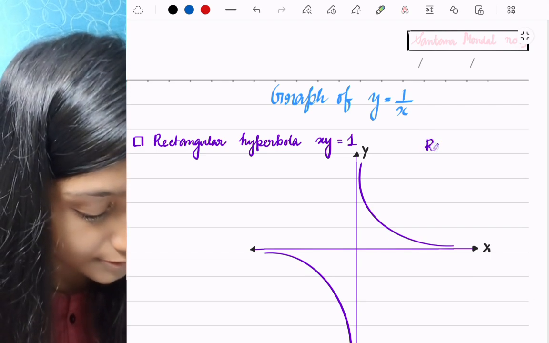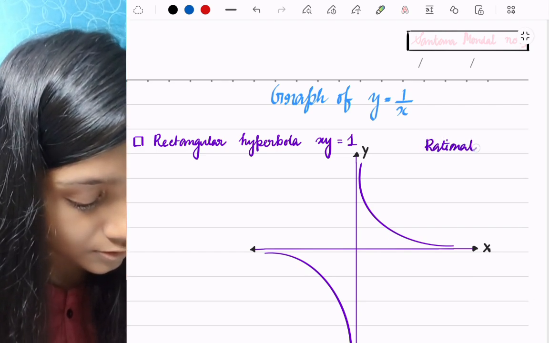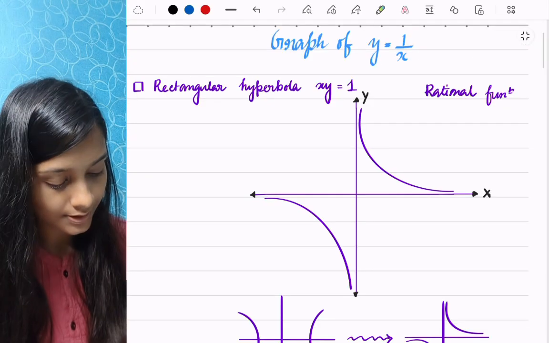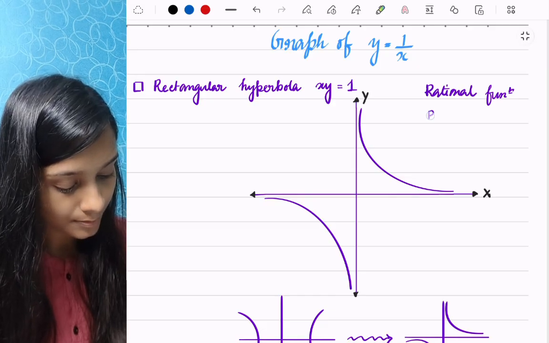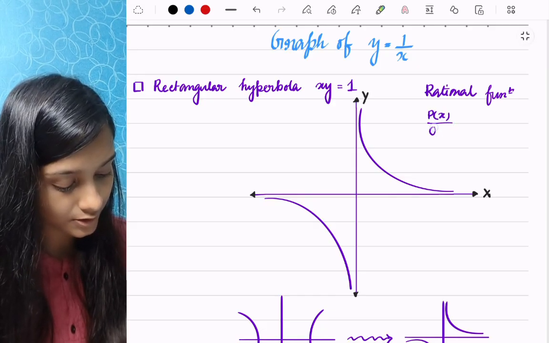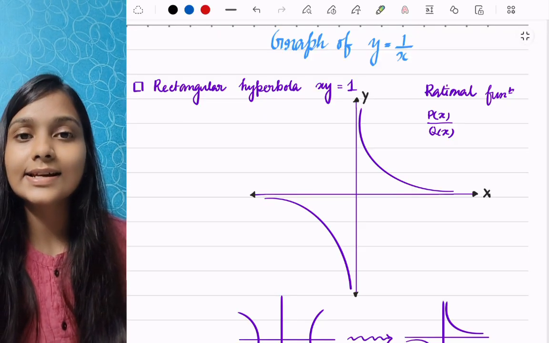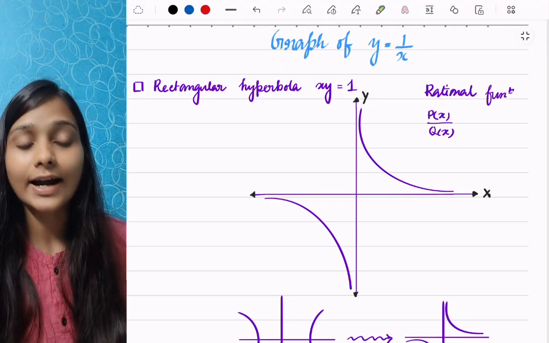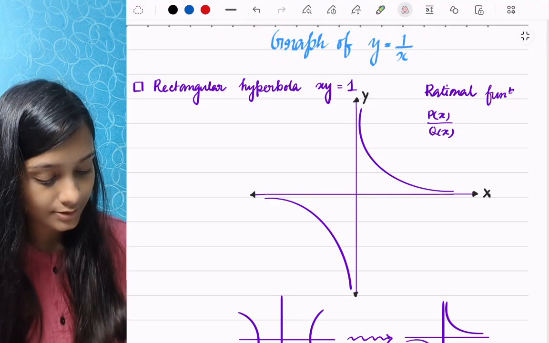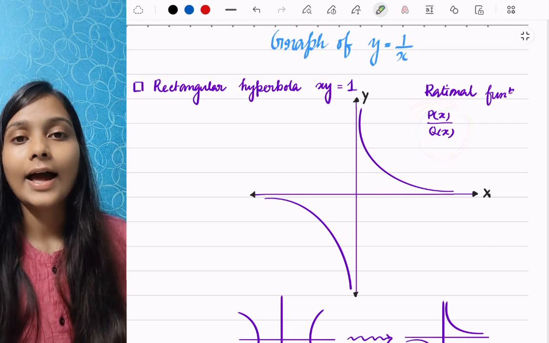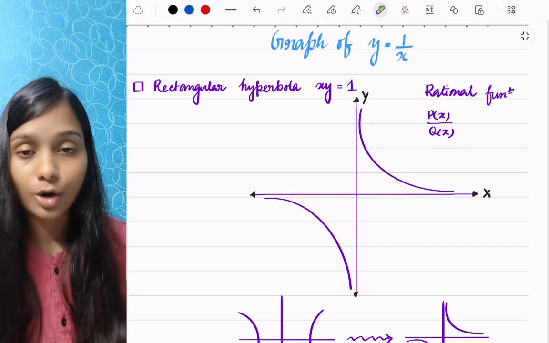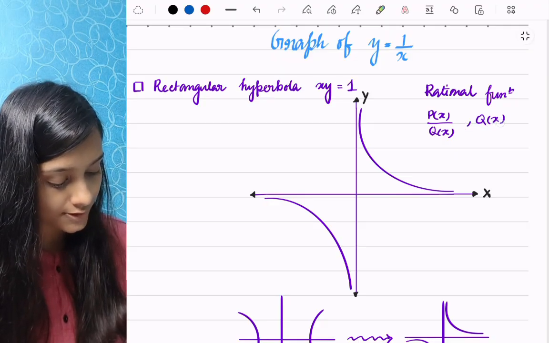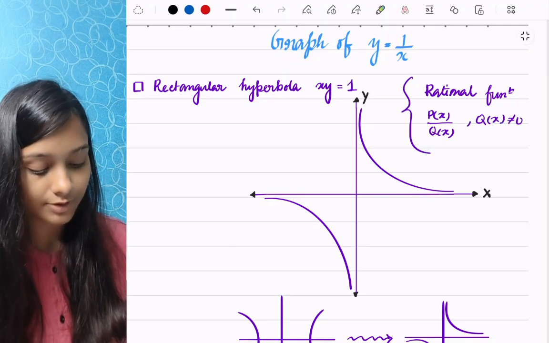So a rational function is of the form p(x) by q(x), where p(x) is itself a polynomial and q(x) is itself a polynomial, and moreover this kind of rational function is defined when the denominator, which is q(x) here, is not equal to 0. So this is a rational function.